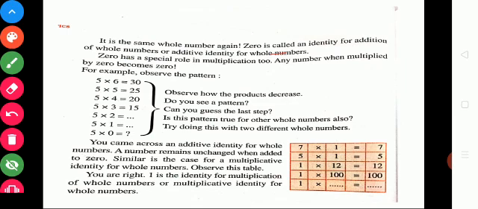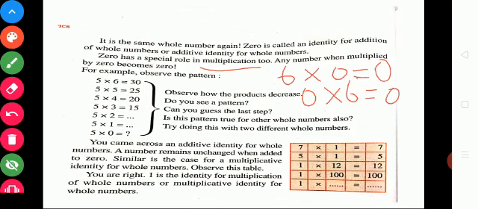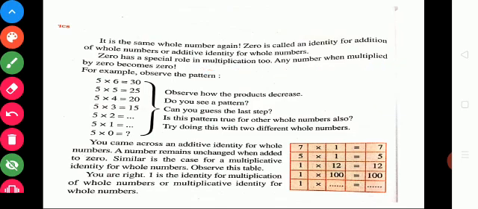And then next, 0 has a special role in multiplication too. Any number when multiplied by 0, it becomes 0. So 6 into 0, your answer is 0. 0 into 6, your answer is 0. Yes children.